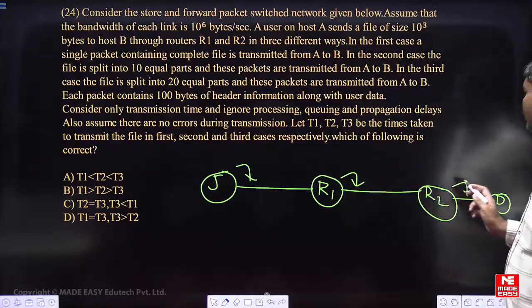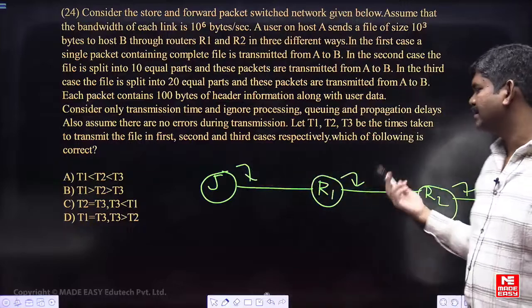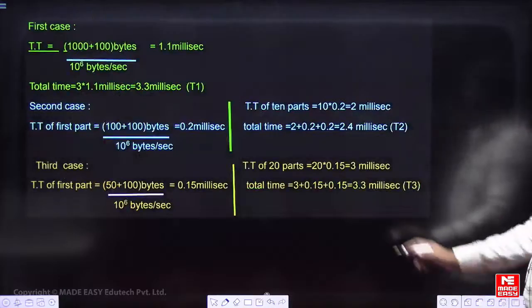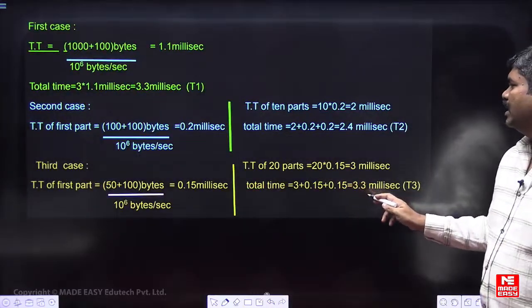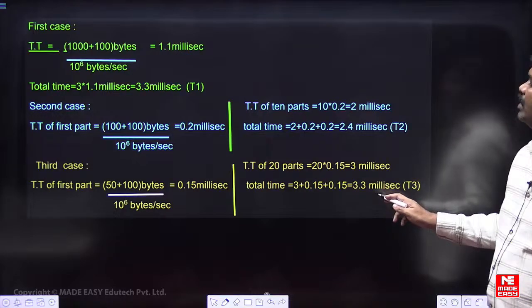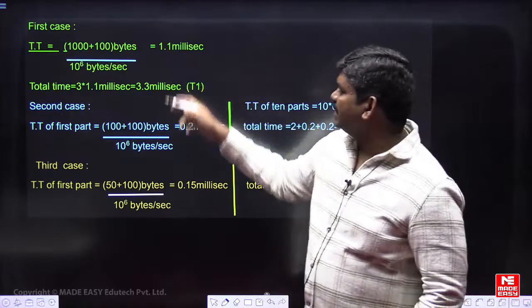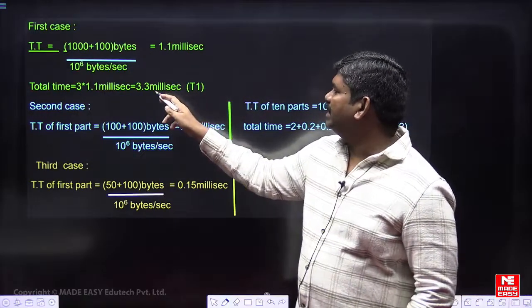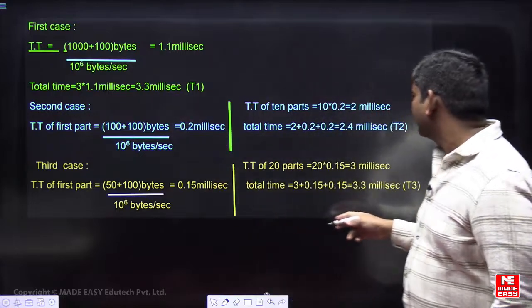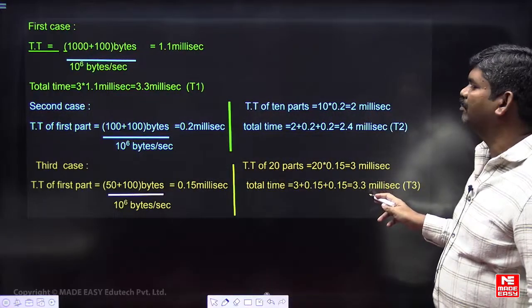In the next 0.05, this packet will reach the destination. So that is why you are adding this 0.05. So here you got 3.3. What is your observation here? In the first case and in the third case, the value is the same. You can see 3.3, and here also you got 3.3.